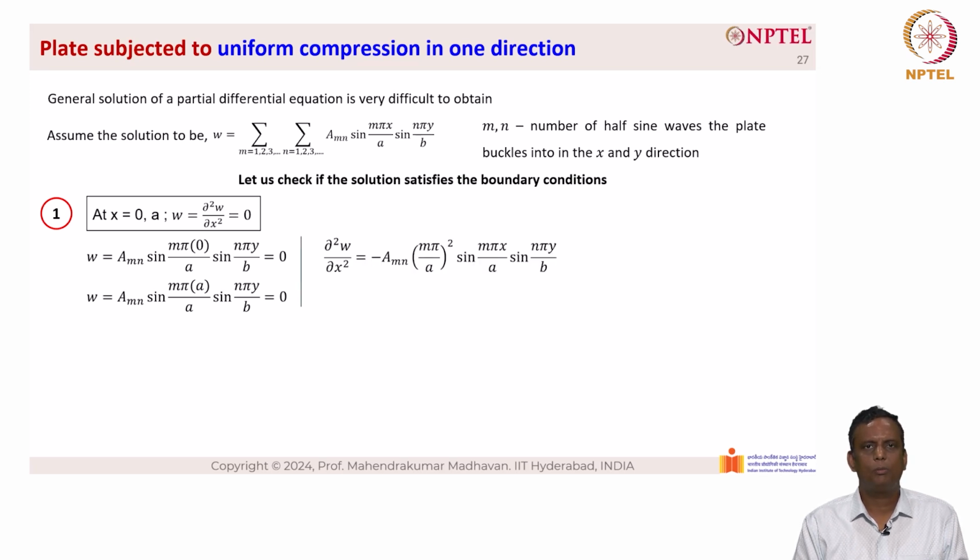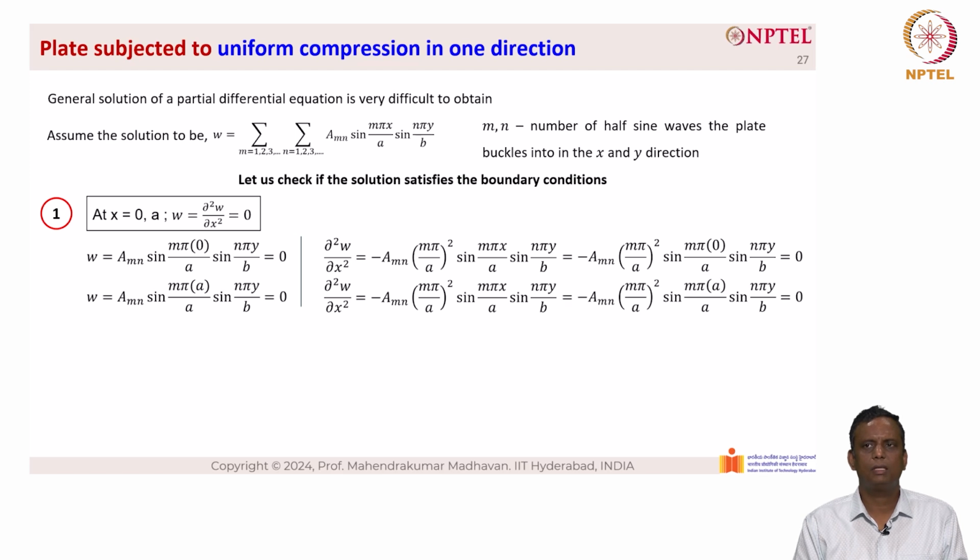And for ∂²W/∂x², we have minus A_mn into (mπ/a) the whole square into sin(mπx/a) into sin(nπy/b). So here when we substitute x equal to 0, this entire term becomes 0 because sin 0 is 0. Similarly, at x equal to a, we get the term sin(mπa/a), which again becomes 0.